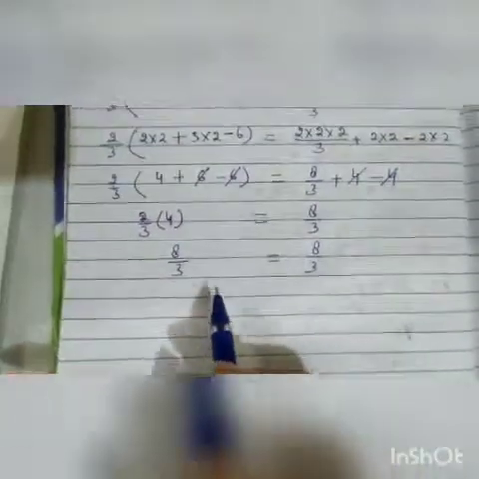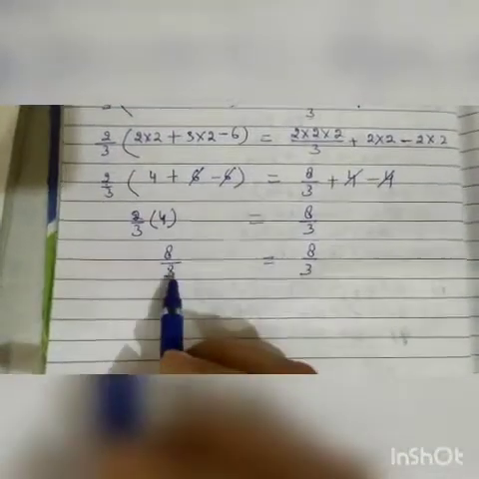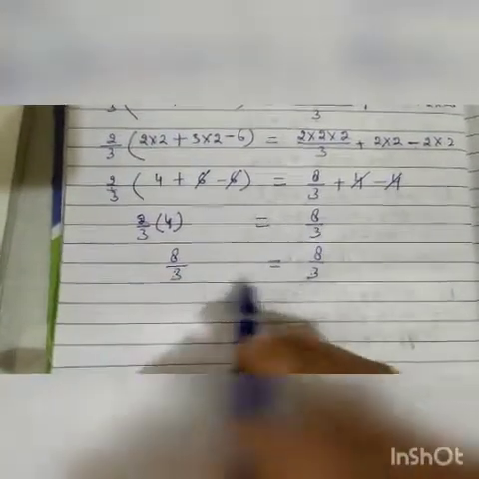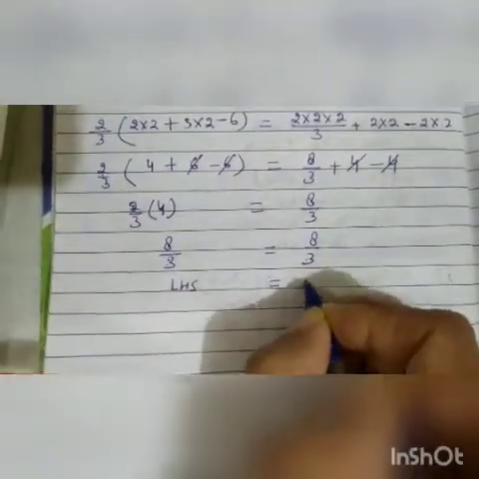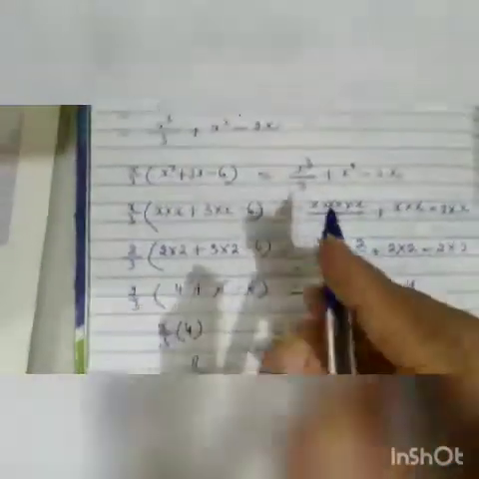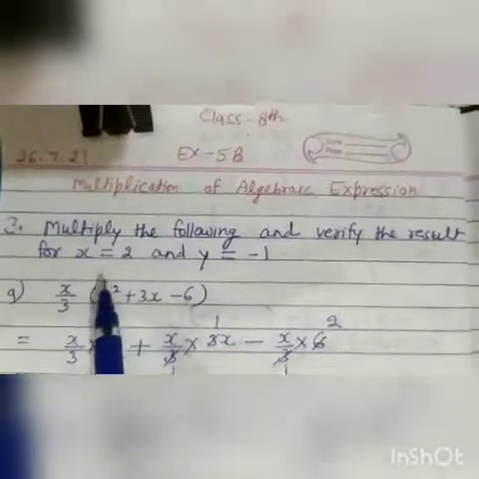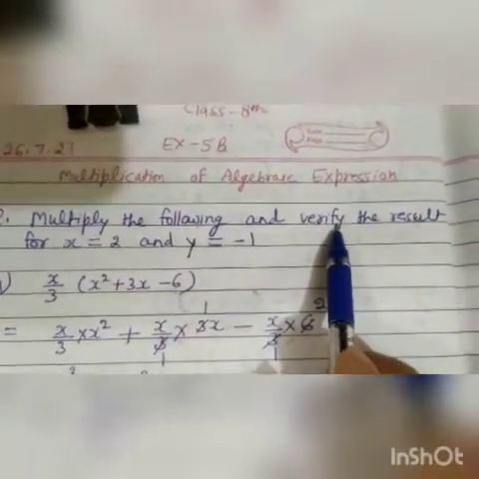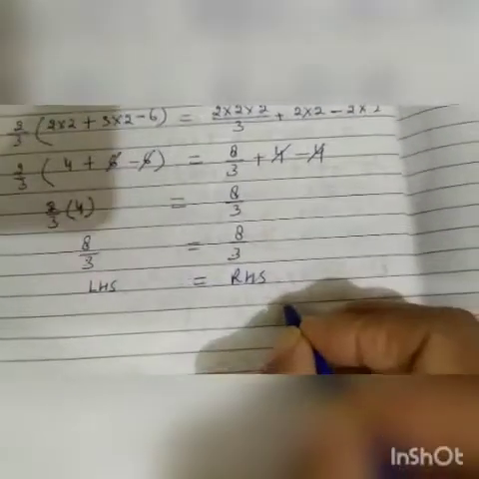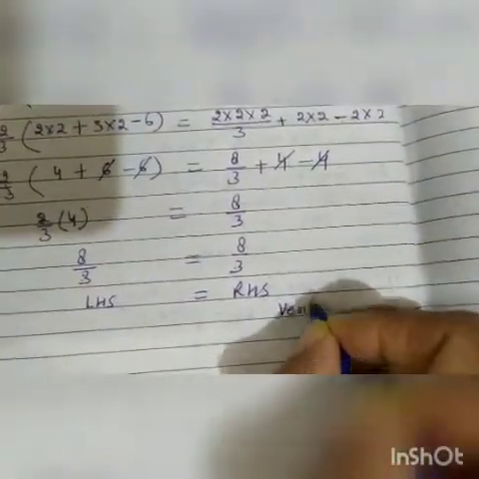So you are noticing that on both sides, left hand side and right hand side, both values are equal. So we will write left hand side is equal to right hand side. And here what is written in the question? See, multiply the following and verify. Here verify is written, so we will write here verified.